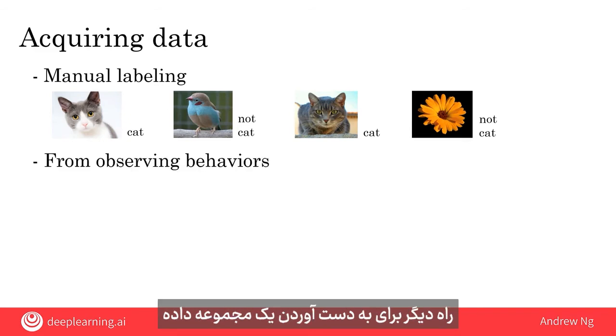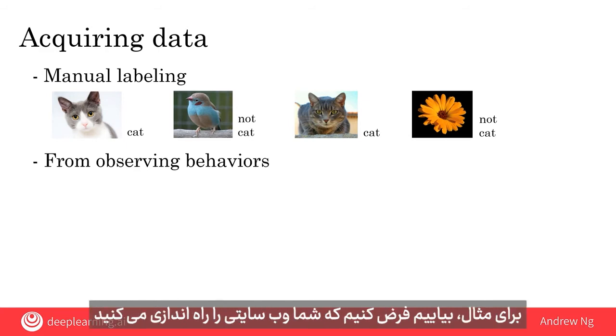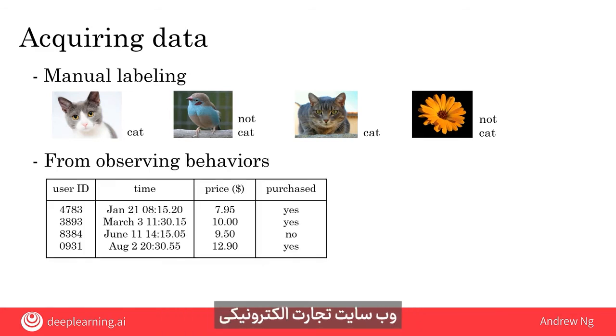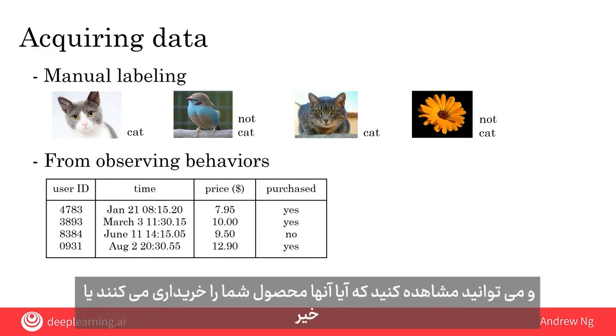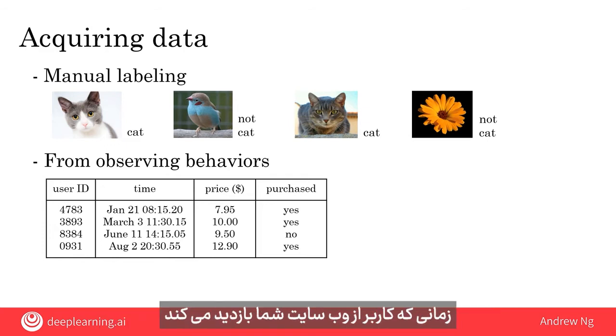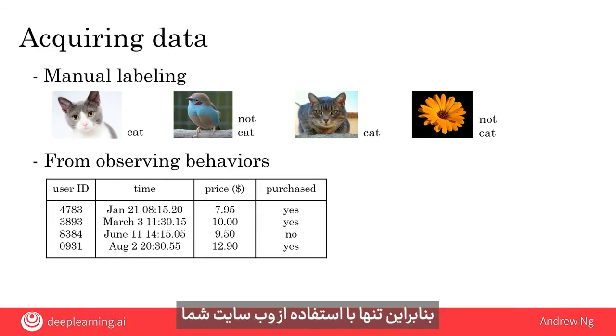Another way to get a data set is from observing user behaviors or other types of behaviors. So for example, let's say you run a website that sells things online. So an e-commerce or an electronic commerce website, where you offer things to users at different prices and you can just observe if they buy your product or not. So just through the act of either buying or not buying your product, you may be able to collect a data set like this, where you can store the user ID, the time the user visited your website, the price you offer the product to the users, as well as whether or not they purchased it. And so just by using your website, users can generate this data for you.